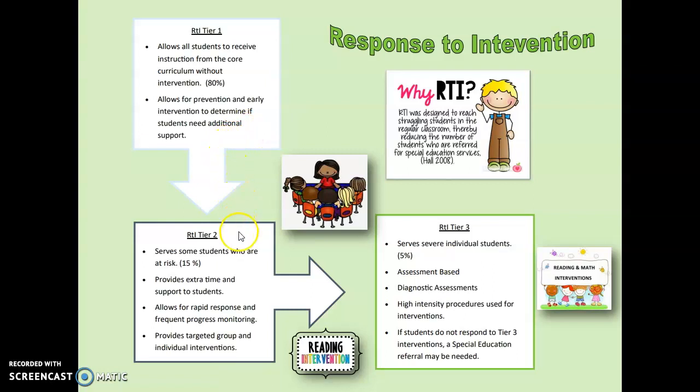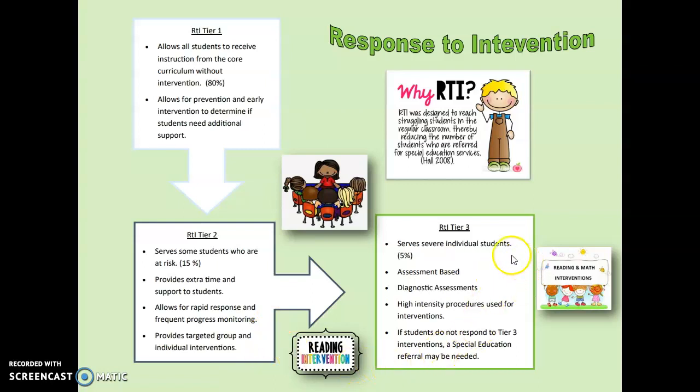And from there, go to Tier 2, which serves some students who are at risk, and that's about 15% of the student population. This provides extra time and support to students and allows for rapid response and frequent progress monitoring, and it provides targeted group and individual interventions.